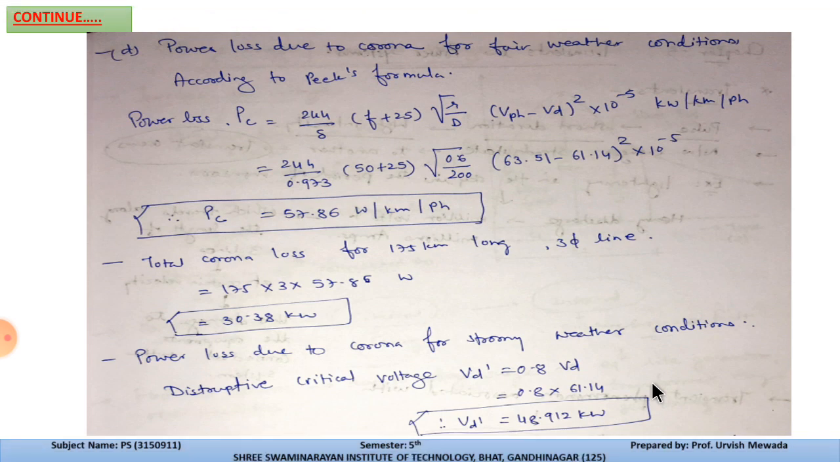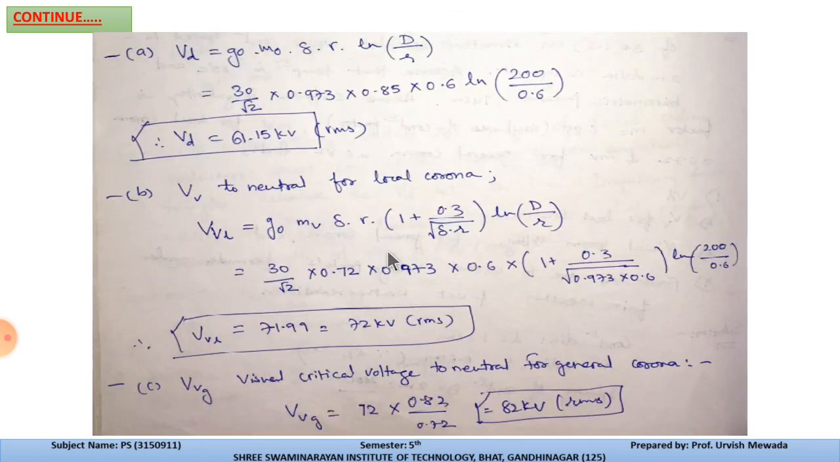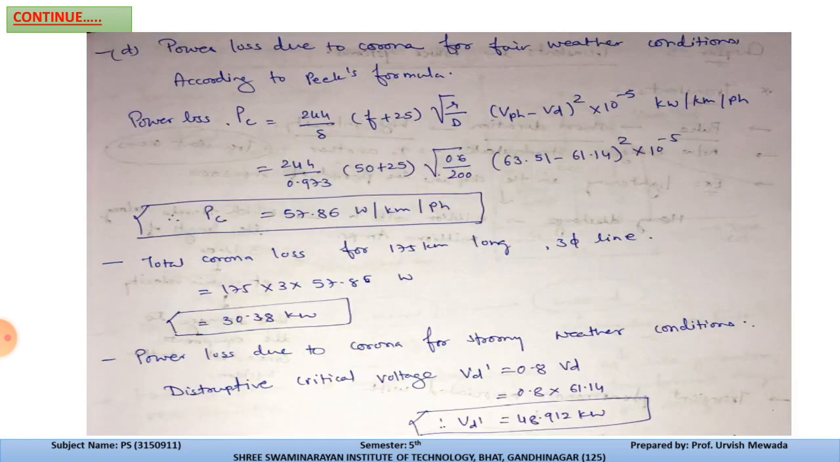For stormy weather condition, V dash d is equal to 0.8 Vd, and Vd is what we calculated over here with the help of this equation. So the Vd is 61.15, and we are just placing all the values. So the Vd dash will become 48.912.